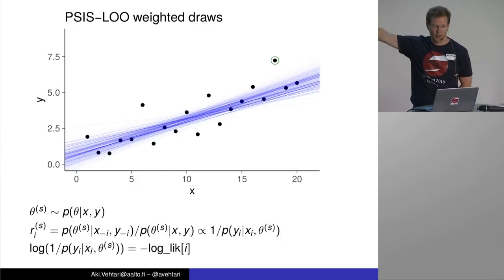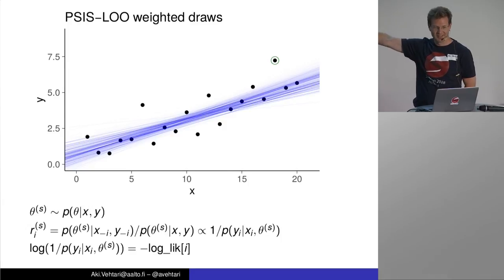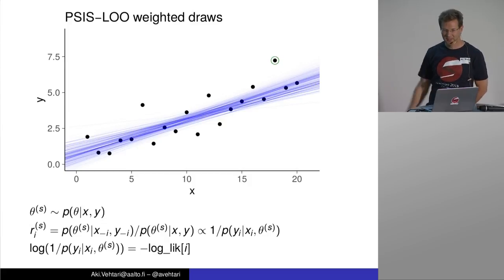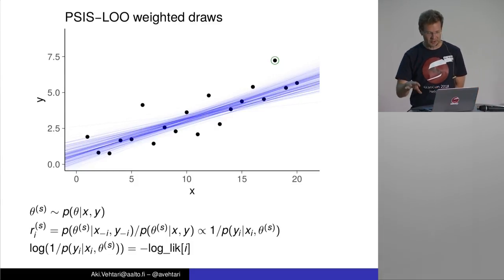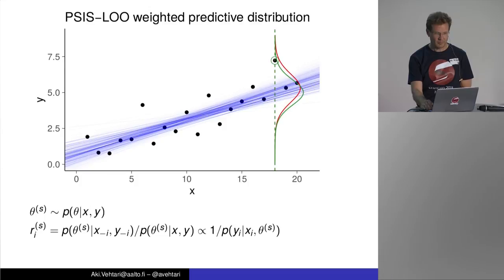And if we take the logarithm of this term, it's something that some of you might have seen in Stan programs, that we compute this log_lik value for each observation. This is fast to compute, and then it's fast to compute these ratios. Instead of refitting and running MCMC for all leave-one-out cases, we just use the full posterior draws, and for each leave-one-out case compute new importance ratios. And we can then compute the predictive distributions based on these.